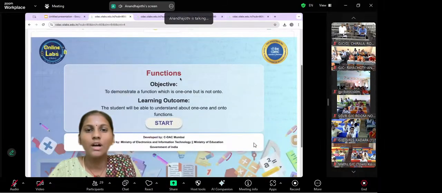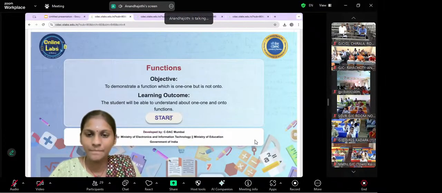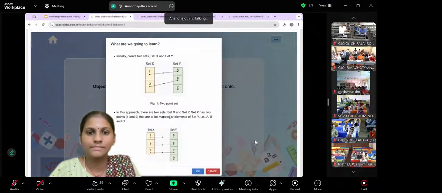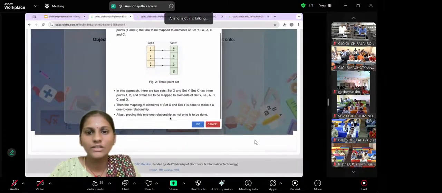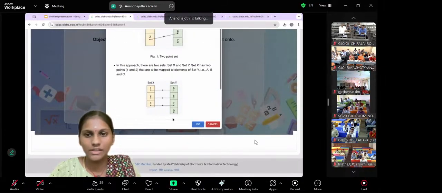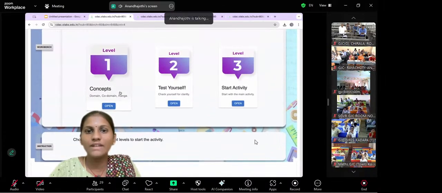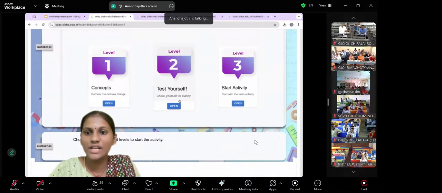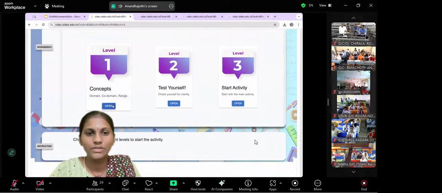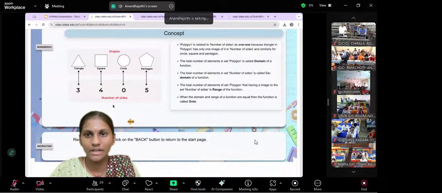Shall we start? Yes. Here also they gave us some instructions, right? Right. So the first level is concept, the second level is test yourself, and the third level is start activity. So I'm going to do this concept, right?